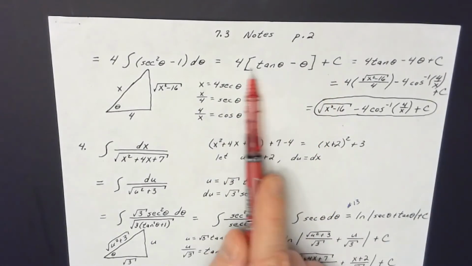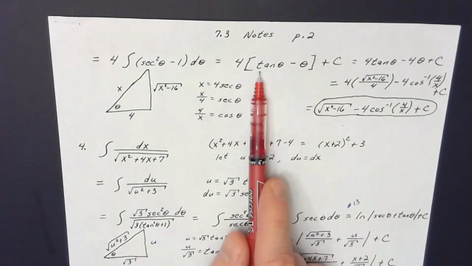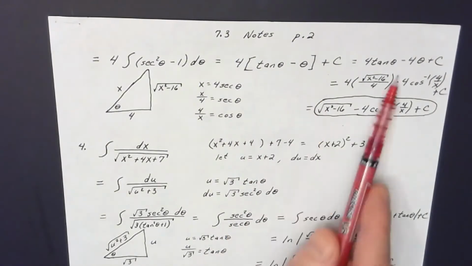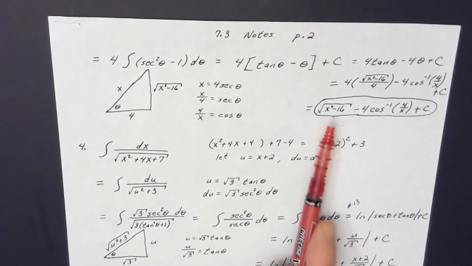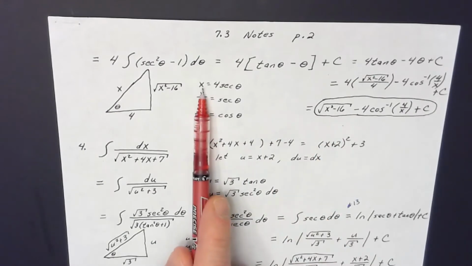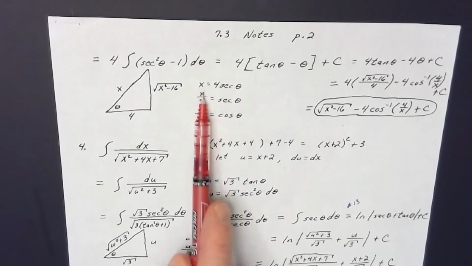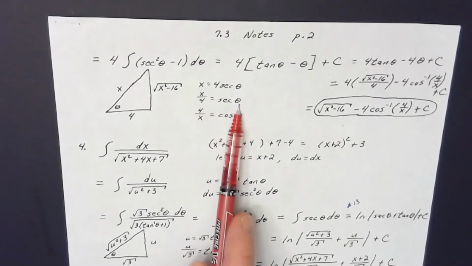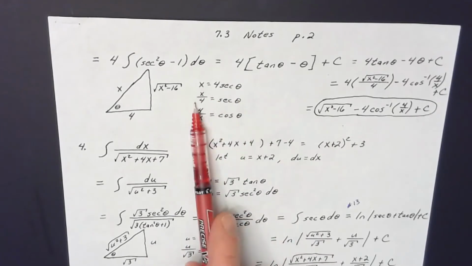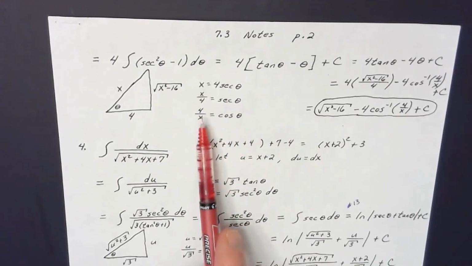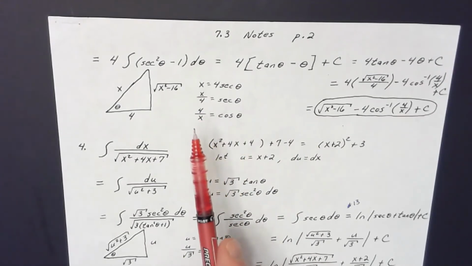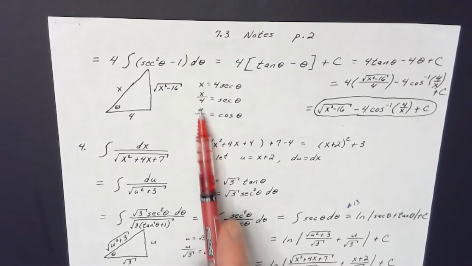But now that you're at this point, you say, okay, this is the point in the problem where we need to put our answer back in terms of x. Well, in order to do that, you use your original relationship. x is equal to 4 secant theta. x over 4 is equal to the secant of theta. So we can say that the cosine of theta is the reciprocal of that, the reciprocal being, in this case, 4 over x.